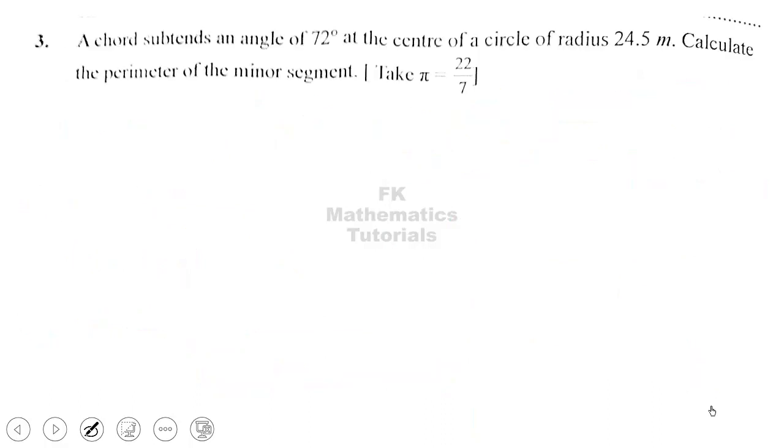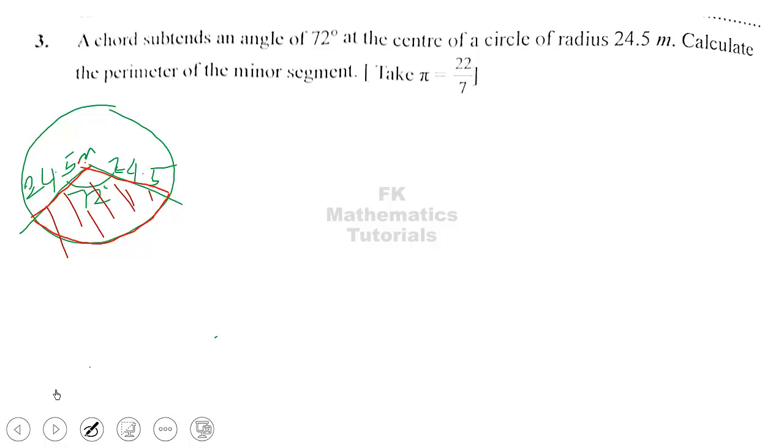A chord subtends an angle of 72 degrees at the center of a circle of radius 24.5 meters. Calculate the perimeter of the minor segment. The length of an arc is given by theta over 360 degrees times the circumference of the circle, which is 2 pi r.